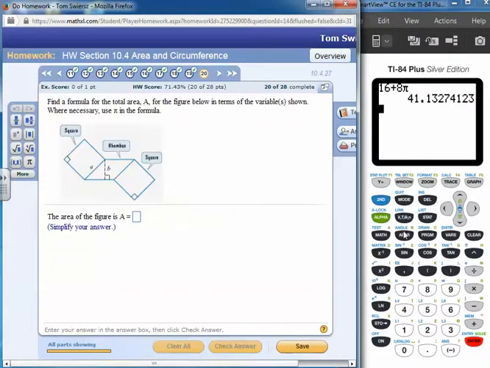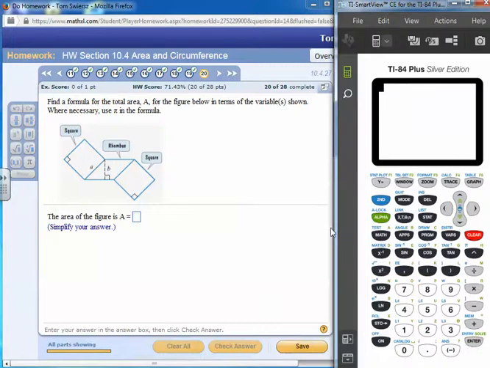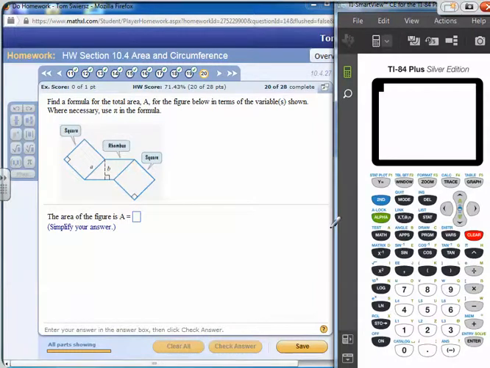Let's go ahead and look at problem number 20. Okay, find the formula for the total area. Now, okay, the square right here, one of the sides is length A, it's given. The area of a square is side squared, which is given to be A, so it's A squared. And again, we can't simplify. It's A times A or A squared.